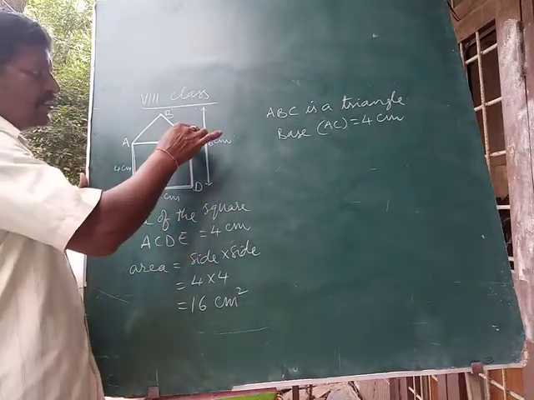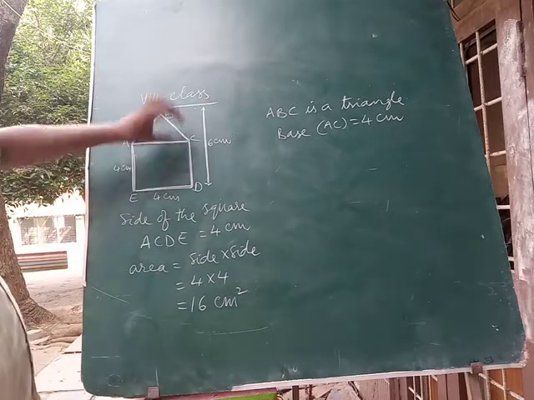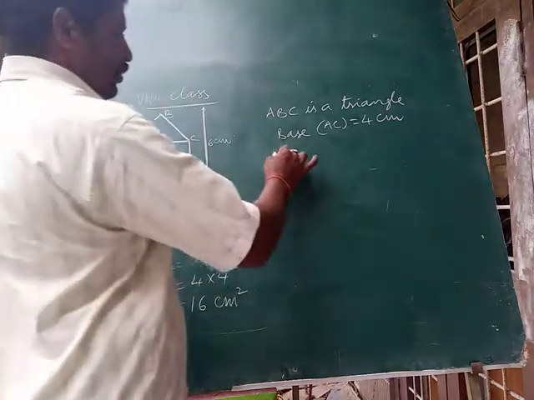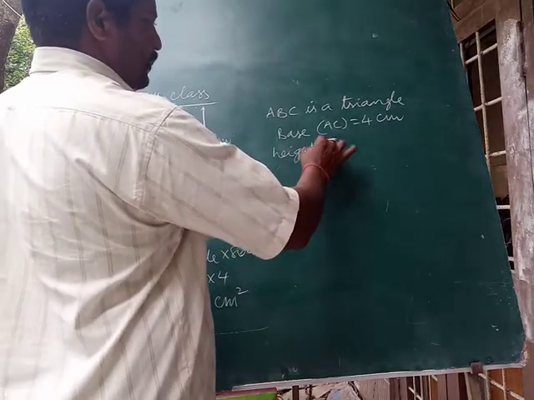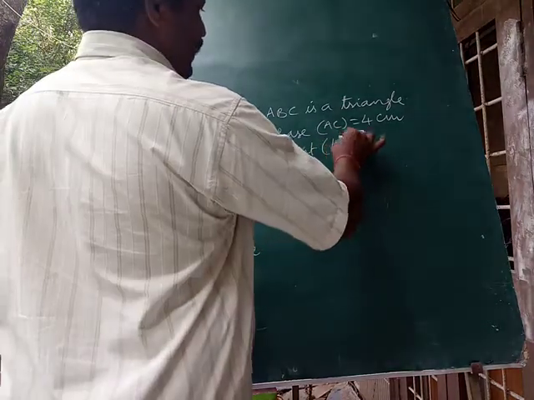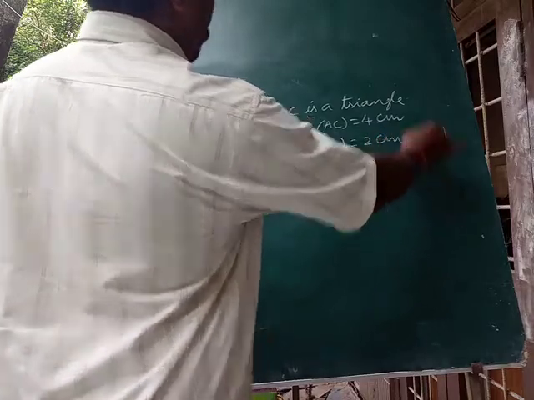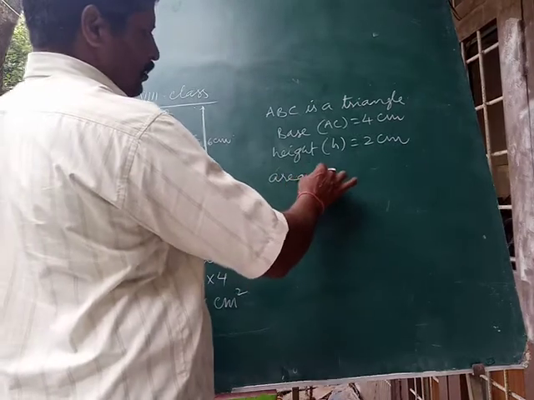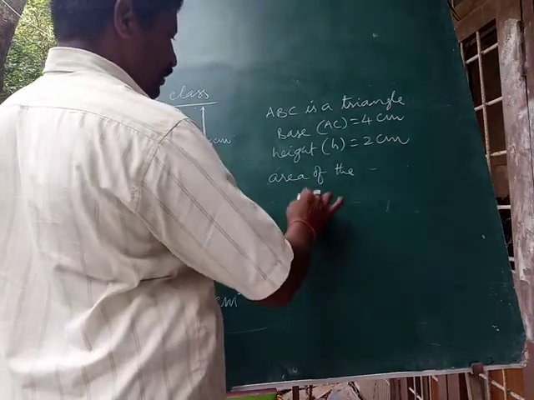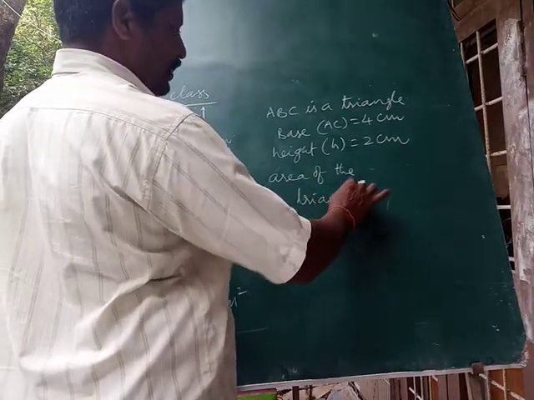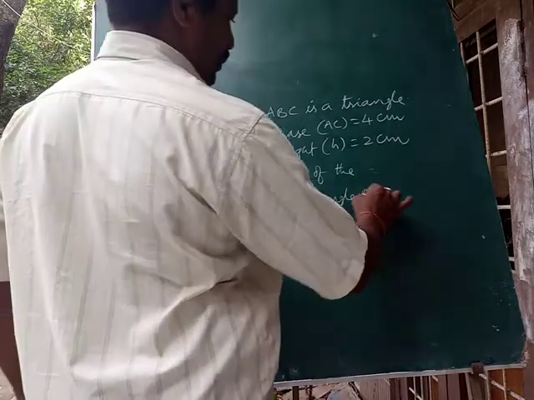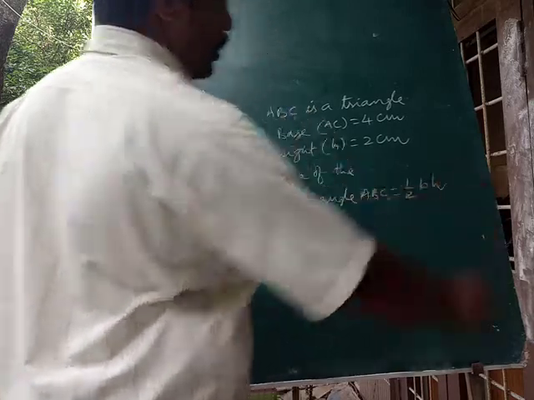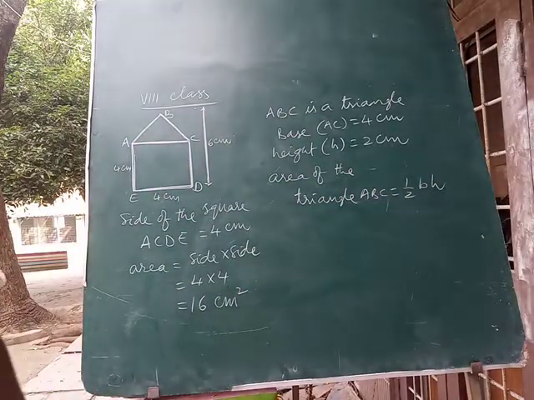What is the length of BC? 4 centimeters. Remaining is 2 centimeters. This is the height. Now, height, it means H is equal to 2 centimeters. Now, base, height. Next, area of the triangle. Area of triangle ABC is equal to half into B into H.